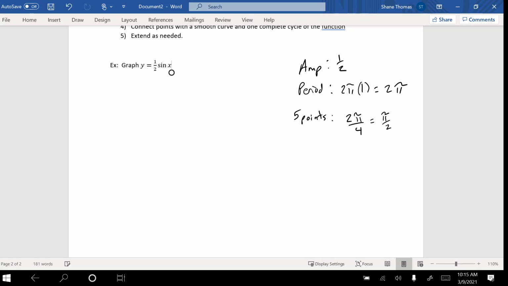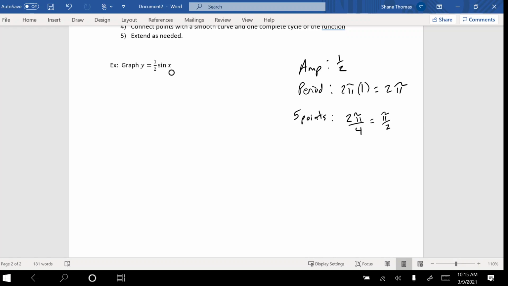Pi over 2, there we go. Okay, in pies. Not cherry or apple. All right. So now I start with, do I have a horizontal shift at all? Did I add anything to my x value? No, I did not add anything. It's just a sine of x.